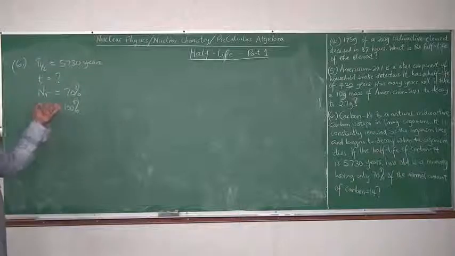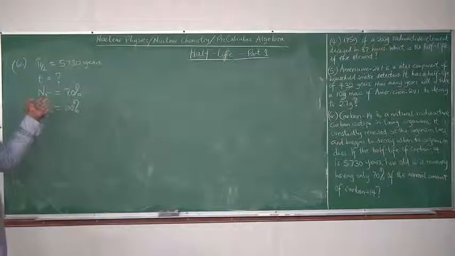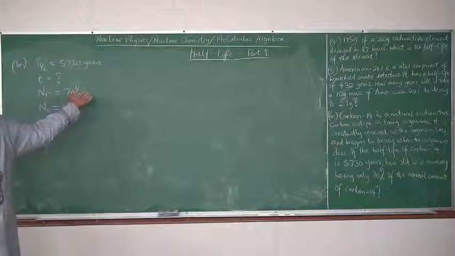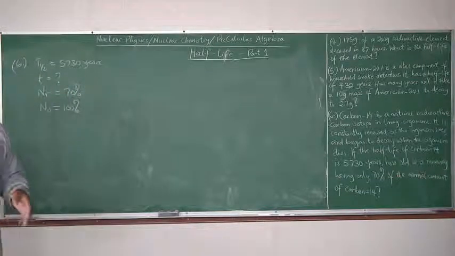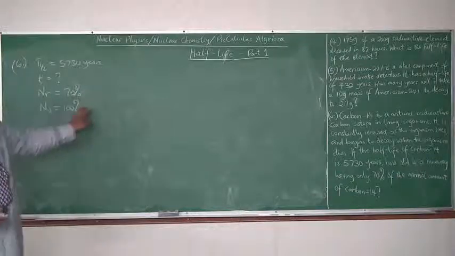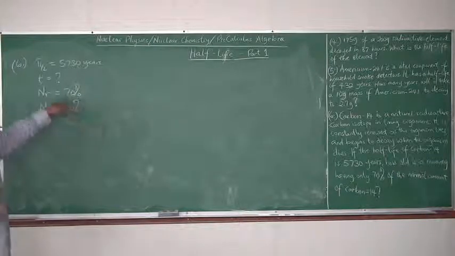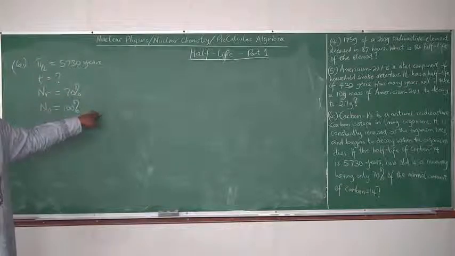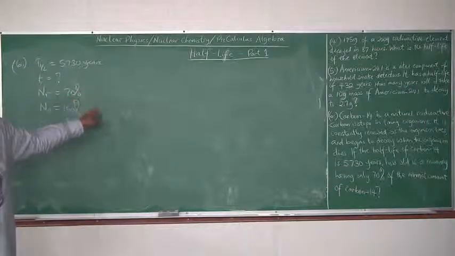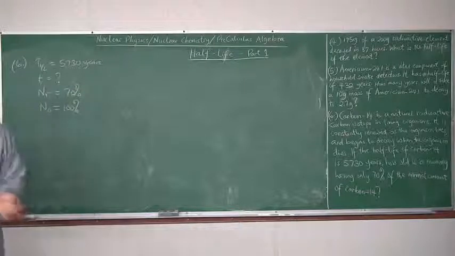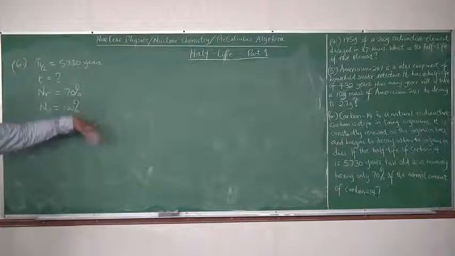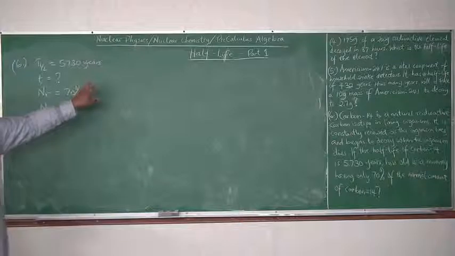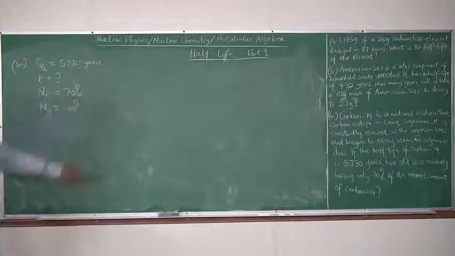Now, some folks will use 0.7 here, and that is good if you want to use 0.7, since 70% is 0.7. But if you use 0.7 here, you use 1 here. If you use 7 here, you use 10 here. If you use 70 here, you use 100. What would Mr. C like to use? 70 and 100. But you can use any one.